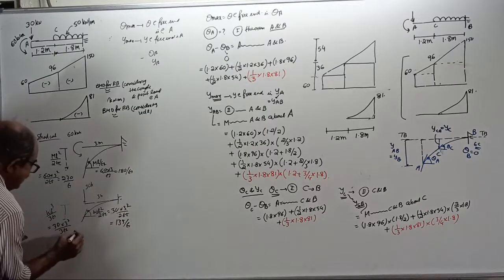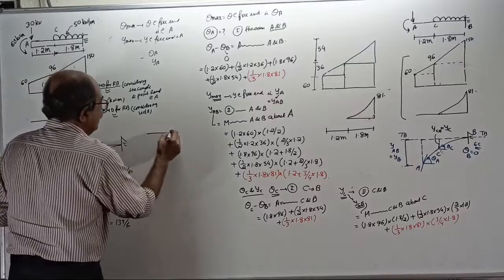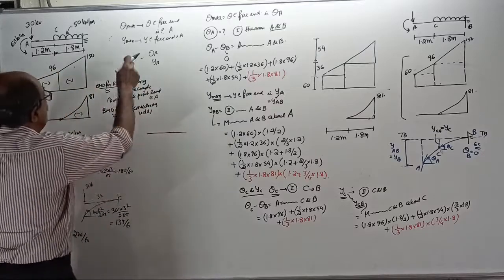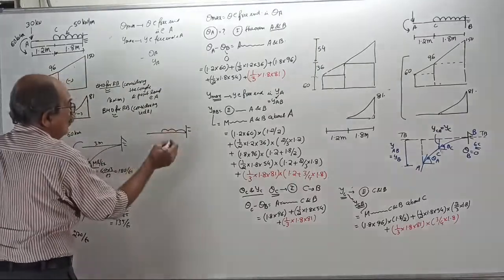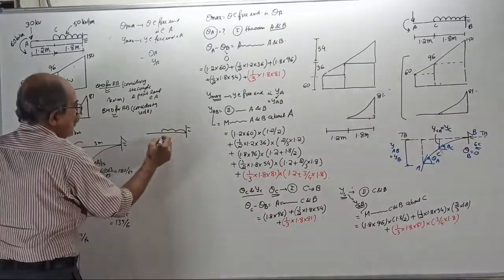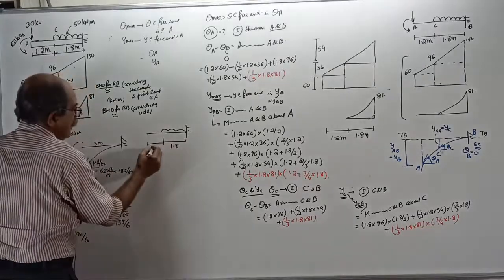270 by EI. Okay, now next. Consider that we are finding the slope and deflection at the free end of a cantilever with a UDL up to here. This length is 1.8 meter, and this length is 1.2 meter.